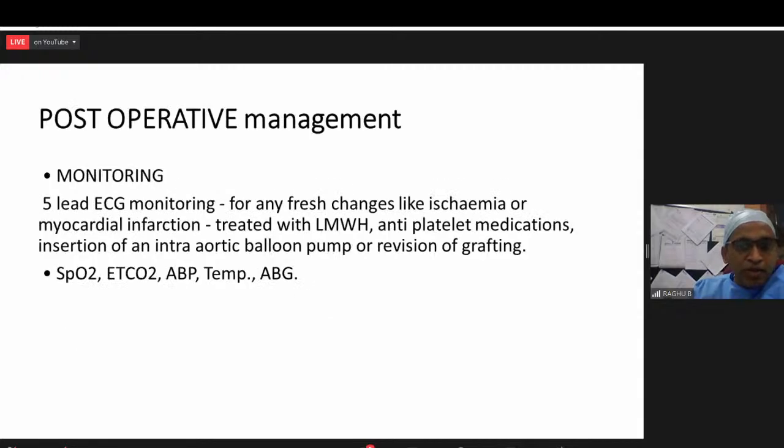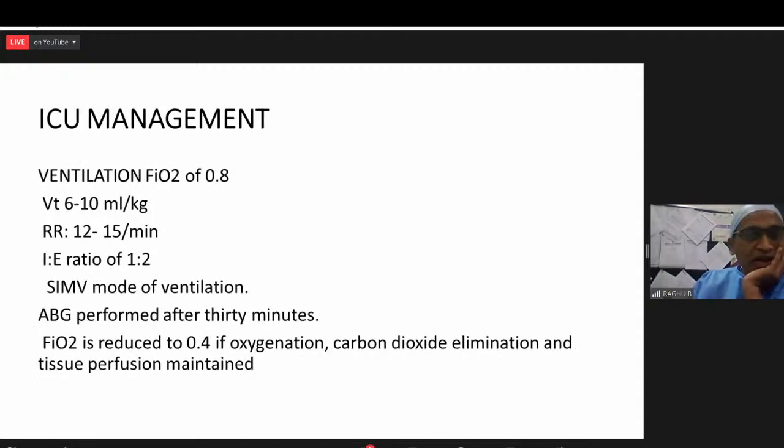Coming to the postoperative management, these cases should be monitored for fresh ECG changes, and as early as possible heparin has to be started, along with antiplatelet medication. If there are any fresh ECG changes, you have to try to manage them, or if ST changes are still not reverting back, you can put an IABP, or we can also revise the graft. You have to monitor postoperatively the saturation, ETCO2, arterial blood pressure, temperature, and ABG has to be taken immediately.